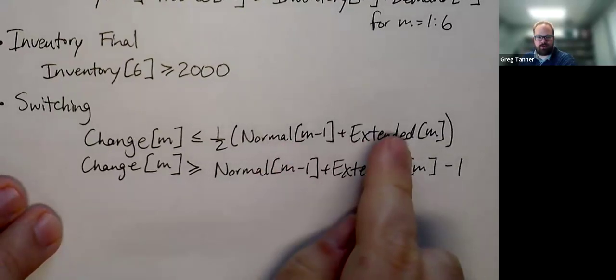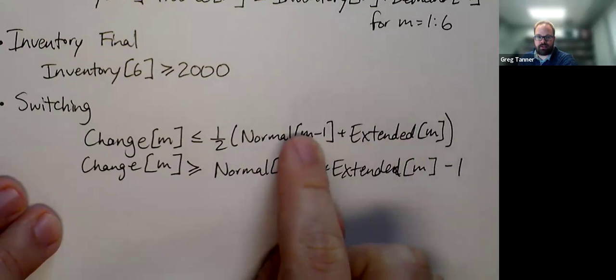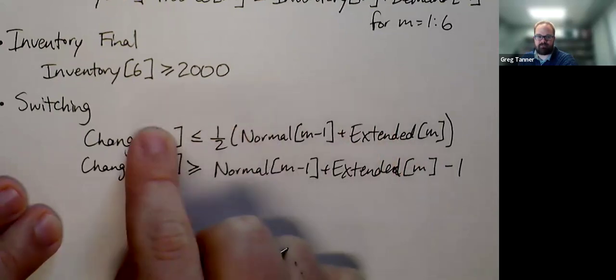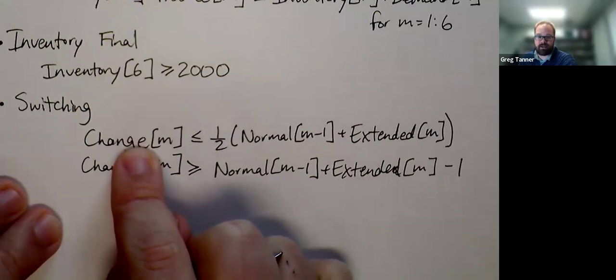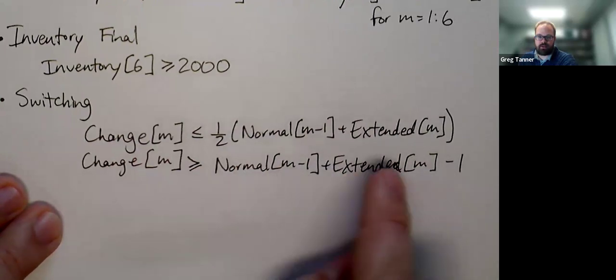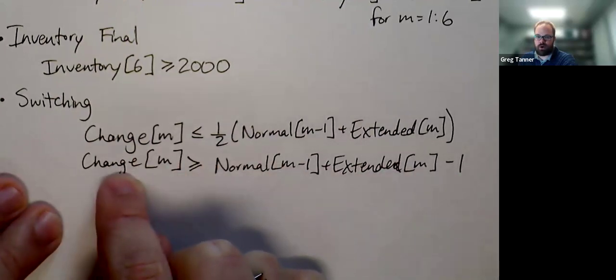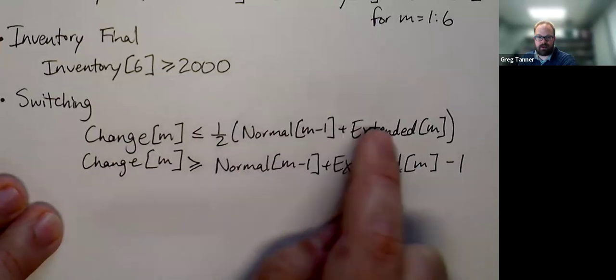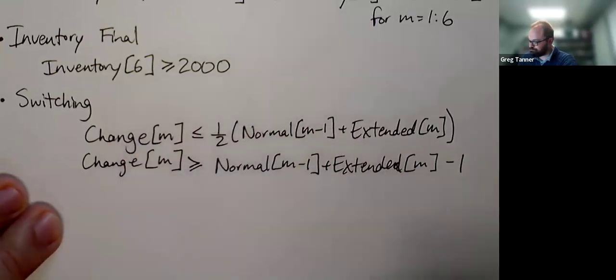If either of these is 0, or both of them, we're going to get either 0 or a half on the right-hand side. The only binary value that's less than a half is 0, and so that forces change to be 0 in that case. On the other hand, if they're both 1, then 1 plus 1 minus 1 is 1, and that forces change to be 1. So only when both of them are 1 does change get forced to be 1. And if either of them is not 1, then change is forced to be 0.